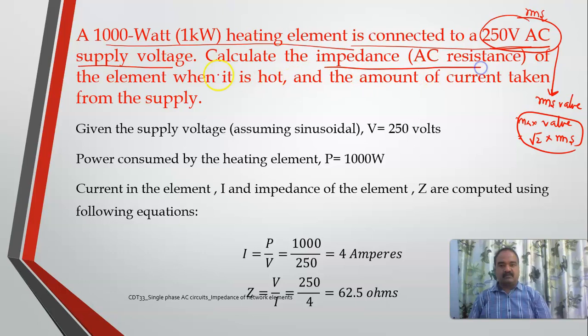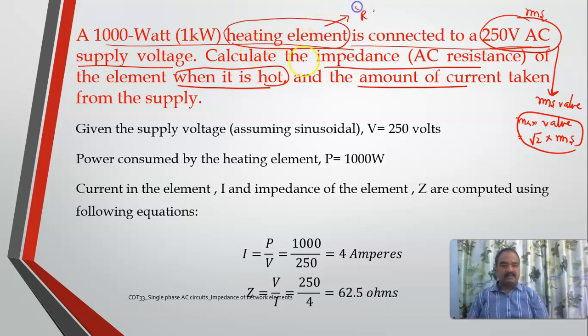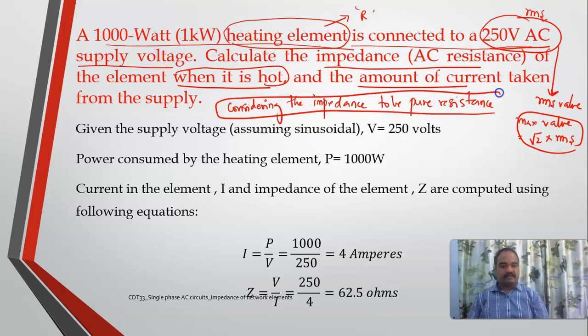Calculate the impedance of the element when it is hot and the amount of current taken. When it is hot means when it is turned on. Now, there is nothing specifically mentioned here, but they have just mentioned it as a heating element. So, normally which element dissipates energy in the form of heat? It is R. So, I will consider that. Considering the impedance to be purely resistive, to be pure resistance. This is the point which I am considering here.